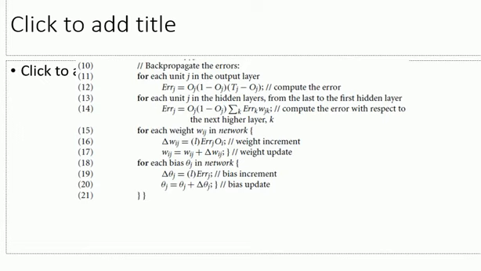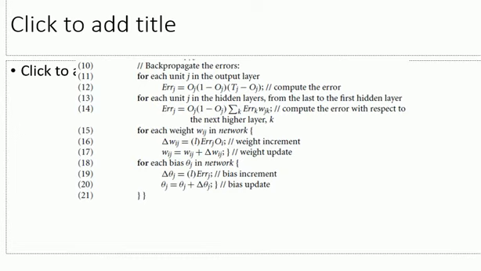Now for each of the hidden layers, each of the previous hidden layers, from the last hidden layer to the first hidden layer, we have to compute the error using the next equation. Errj is computed as Oj into (1 minus Oj) into sigma over k of Errk into Wjk. Okay.